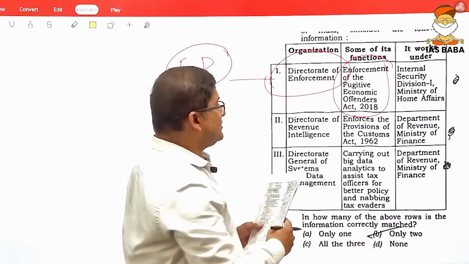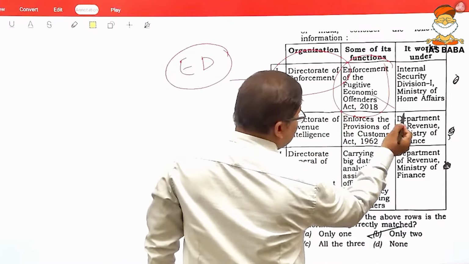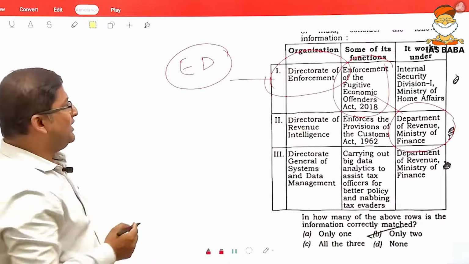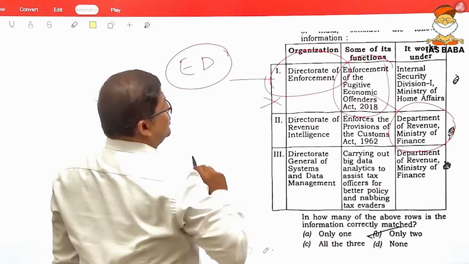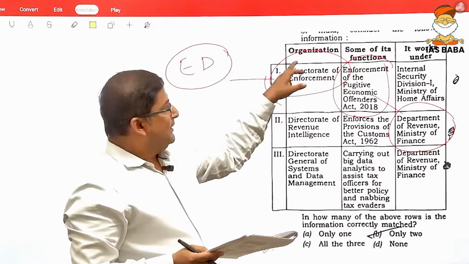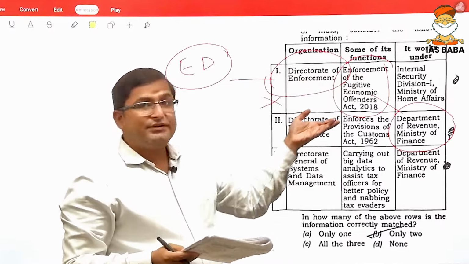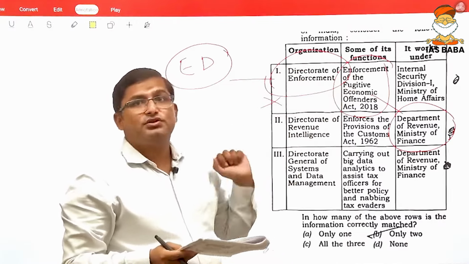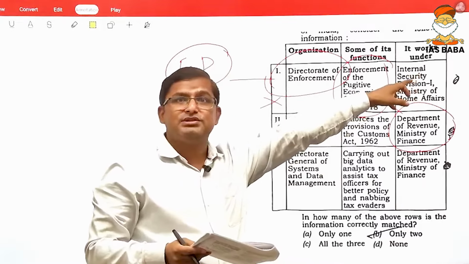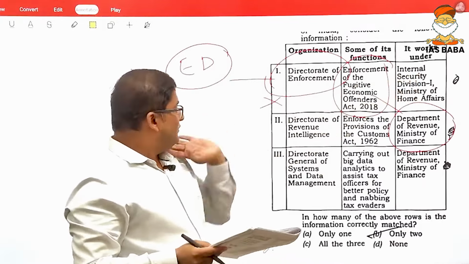Directorate of Enforcement, ED works under the Department of Revenue, Ministry of Finance. So one is wrong. Why wrong? The function is correct. Directorate of Enforcement's function is to enforce the Fugitive Economic Offenders Act 2018. That is correct. But the ministry given in this question is wrong. So one will be wrong.